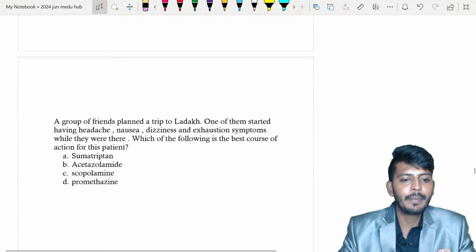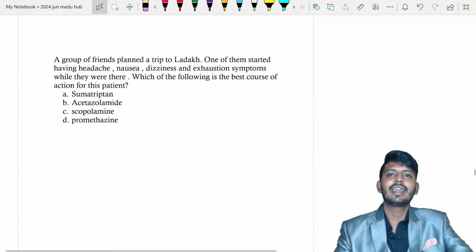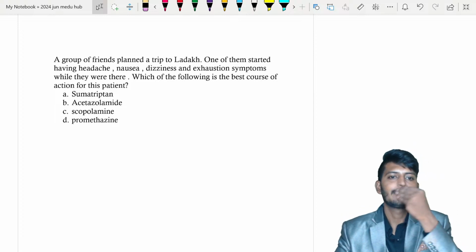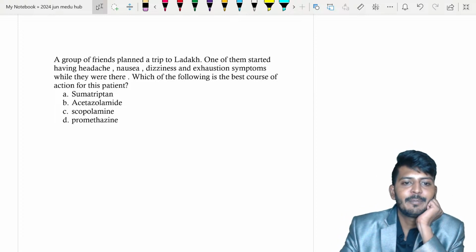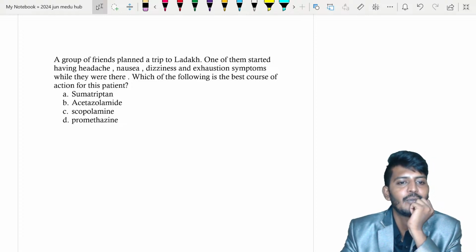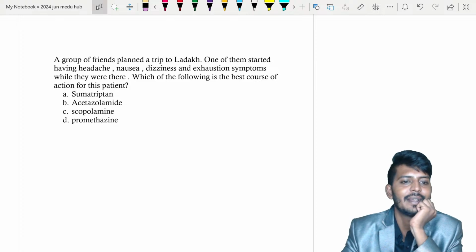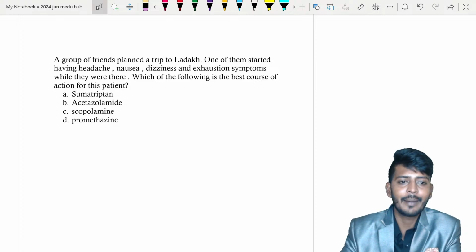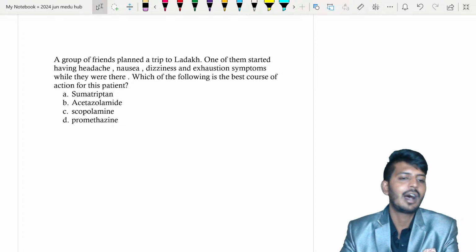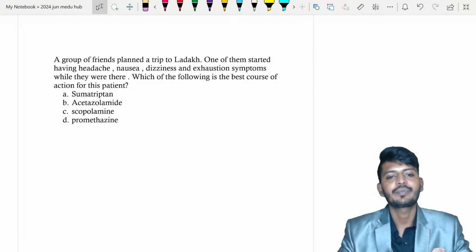Let's go to the next important question. Let's do a little twist and turn in the questions. A group of friends planned a trip to Ladakh. One of them has headache, nausea, dizziness, and exhaustion while they were there. Which of the following is the best course of action? The options are sumatriptan, acetazolamide, scopolamine, and promethazine. What is the answer?